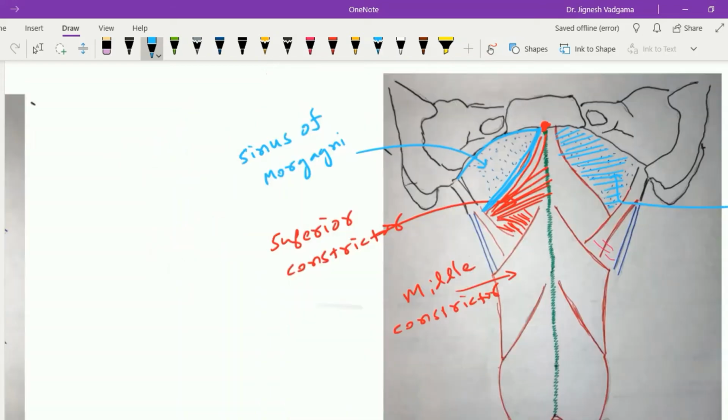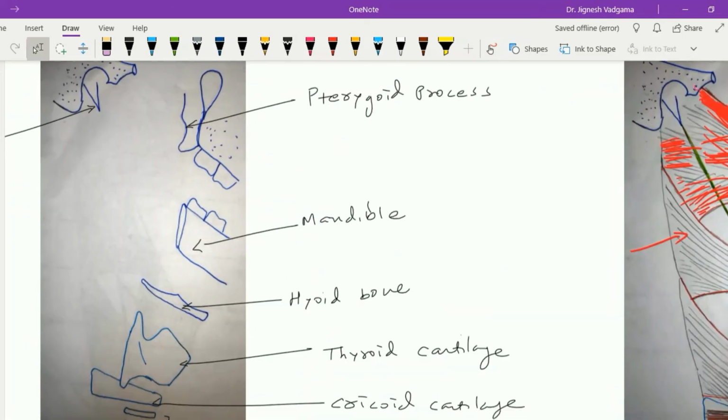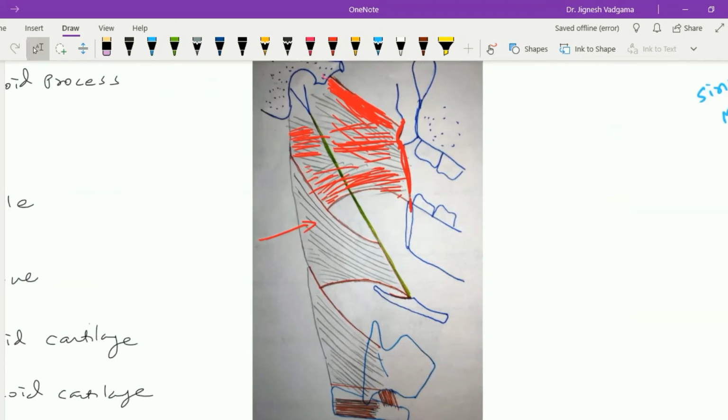Now let's see the middle constrictor muscle. The middle constrictor muscle arises from the lower part of the stylohyoid ligament. So this ligament is the stylohyoid ligament, and this muscle arises from the lower part of this ligament as well as from the lesser cornu and the adjoining part of the greater cornu of the hyoid bone. The fibers of this muscle pass upward and backward, overlap the superior constrictor muscle, and insert on the median fibrous raphe on the posterior side.